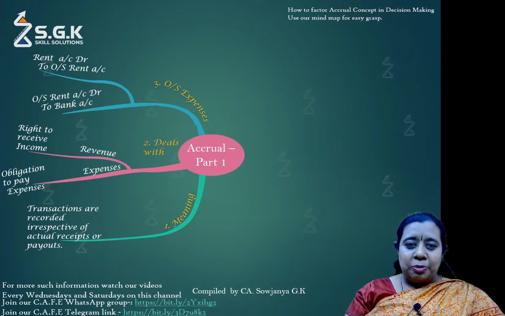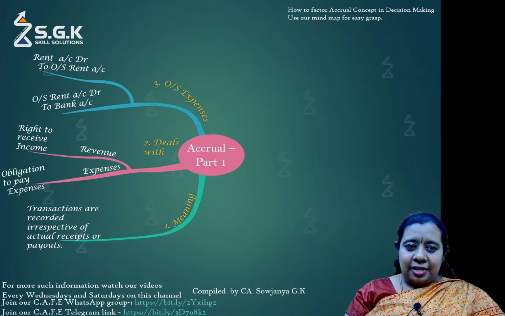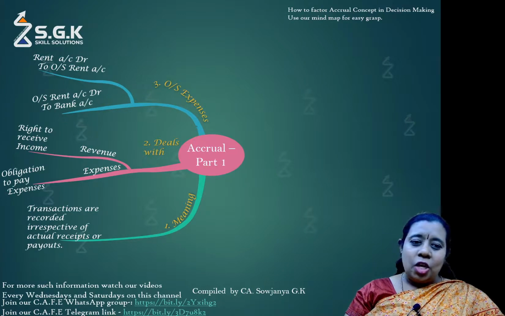So if the expenditure is not for 12 months, say it is only for 10 months, then another 2 months would be required to be factored in as an outstanding rent. Once this outstanding rent is settled, outstanding rent to bank would be the next accounting journal entry which needs to be recorded in the books.